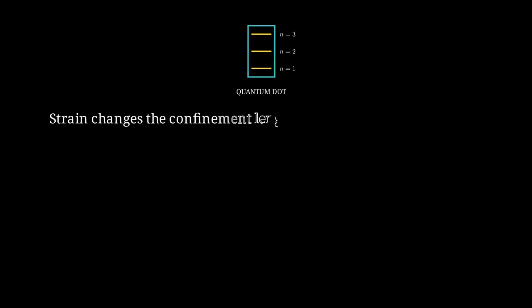When we apply strain, we change the physical size of the quantum dot. The length becomes L times 1 plus epsilon, where epsilon is the strain. The energy levels then scale as 1 over 1 plus epsilon squared, creating a strong strain dependence.